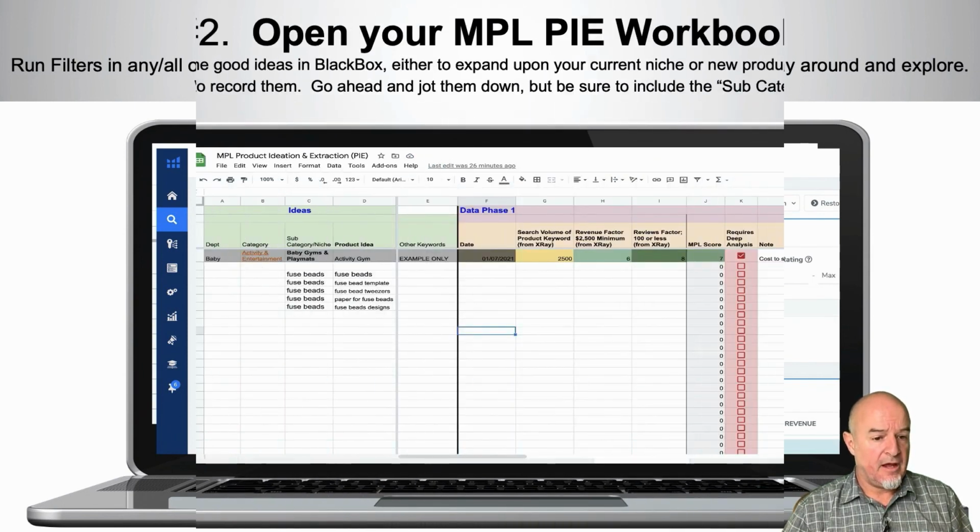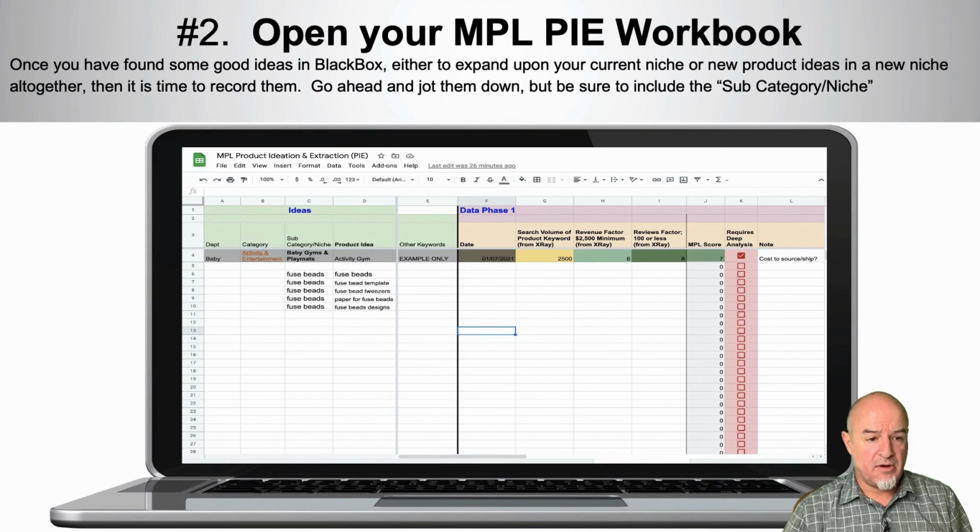Okay, and go ahead and open up your pie workbook. You can use the export function in Blackbox. You can save the keywords, you can save the products within your Helium10 platform. It's a whole other topic for a whole other day. I'll let your learning on Helium10 teach you about all that.